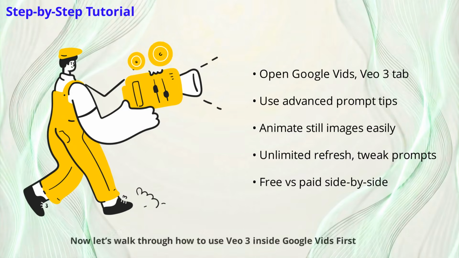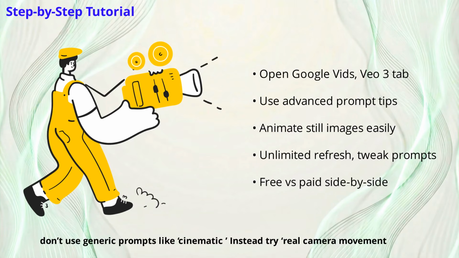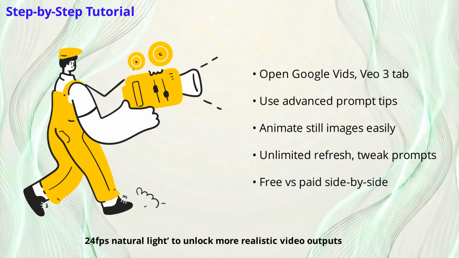Now let's walk through how to use Veo 3 inside Google Vids. First, open Google Vids and navigate to the Veo 3 tab. For best results, don't use generic prompts like "cinematic." Instead, try "real camera movement, 24 FPS, natural light" to unlock more realistic video outputs.